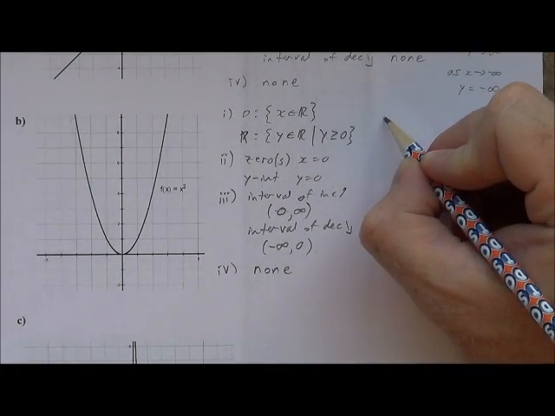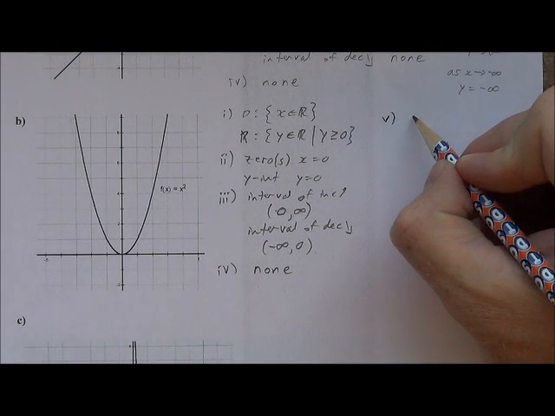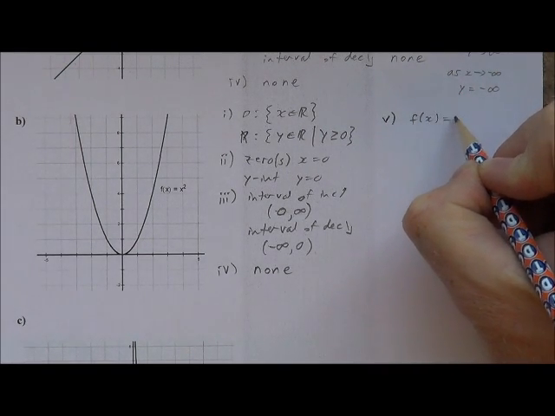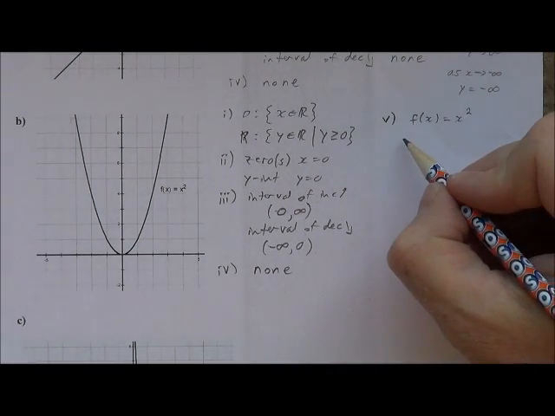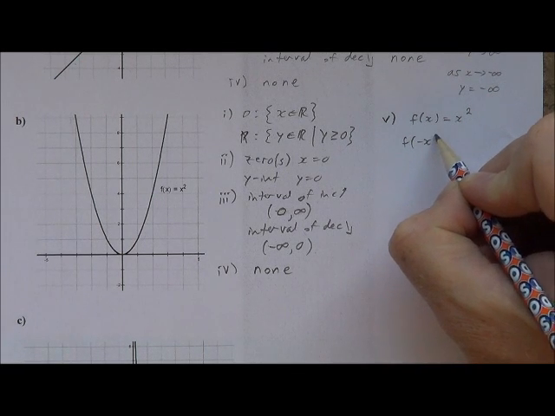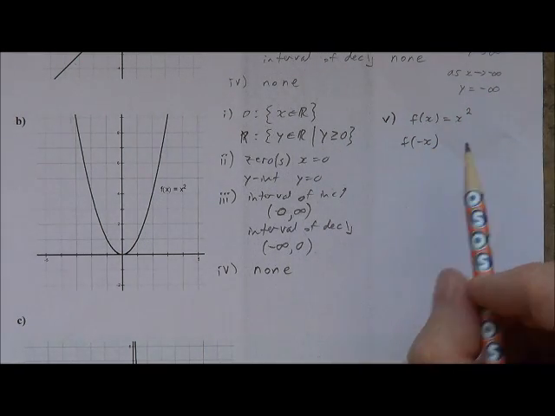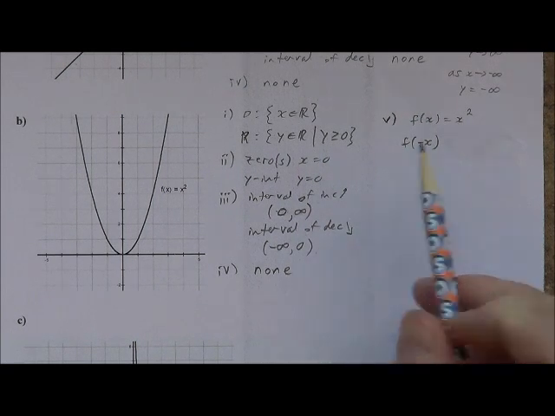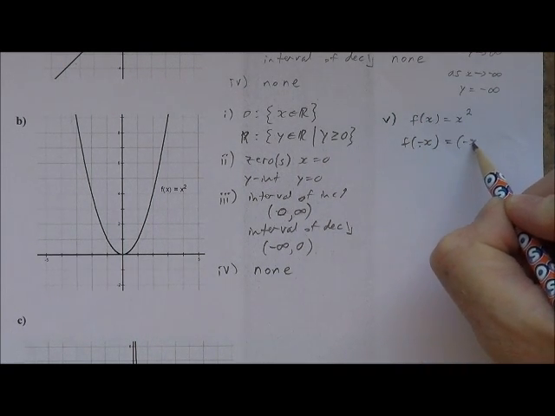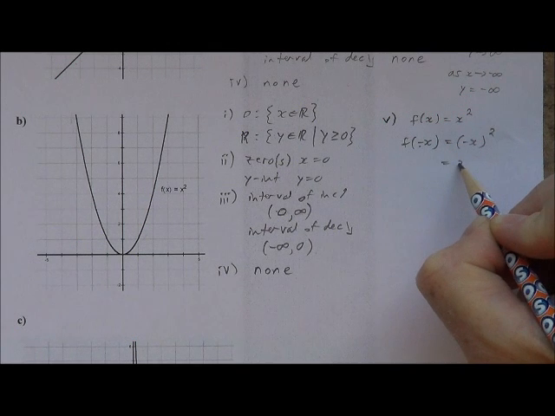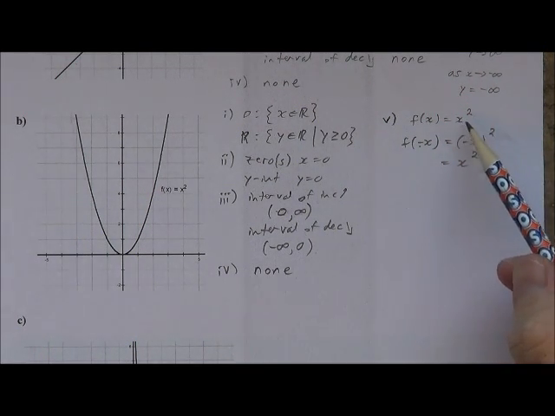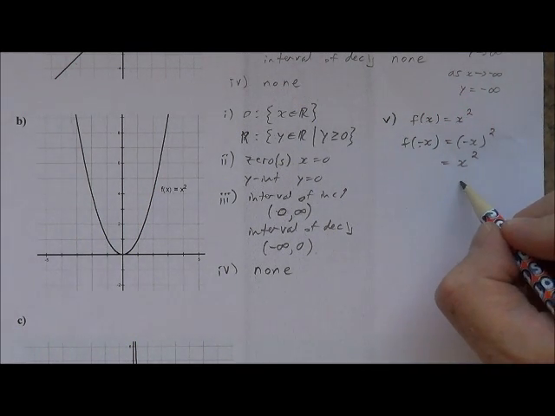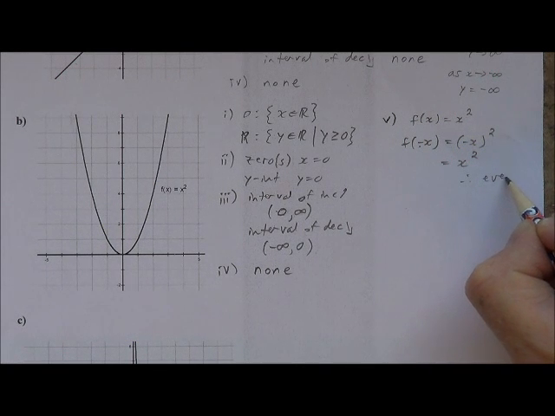Part 5, symmetry. Well, we can take a look again. f of x equals x squared. So then we first of all put in a horizontal reflection in the y-axis. So that's negative x all squared, and we simplify that, we get x squared, which is the same as the original, therefore it has even symmetry.